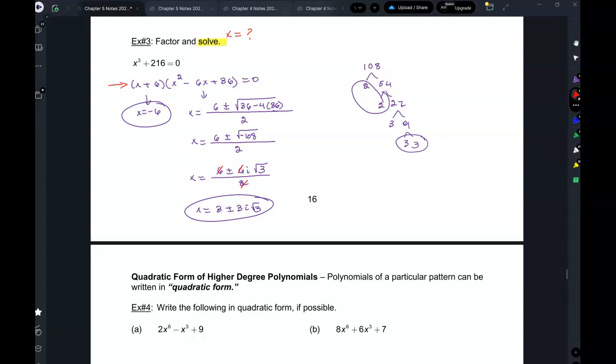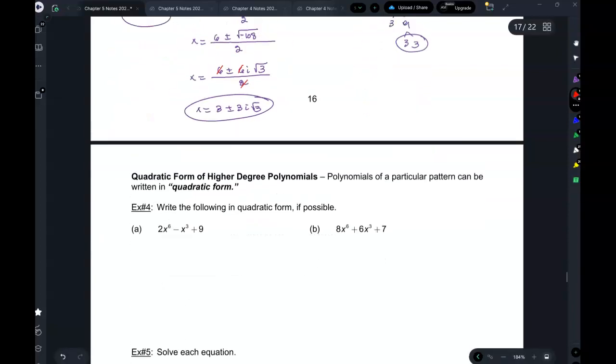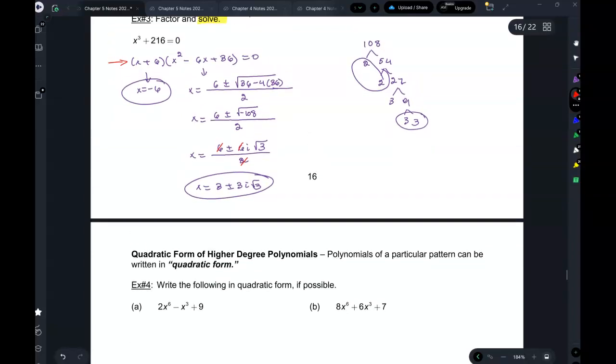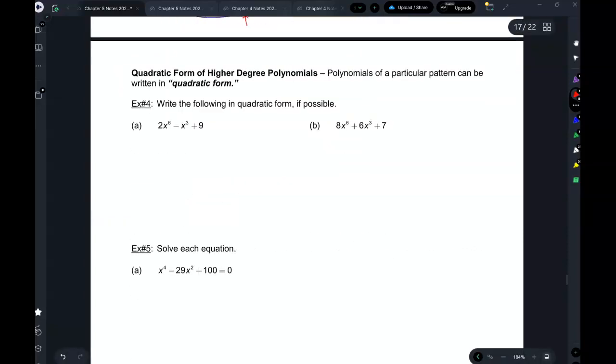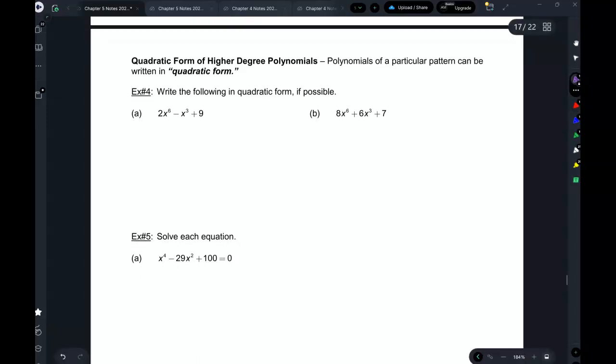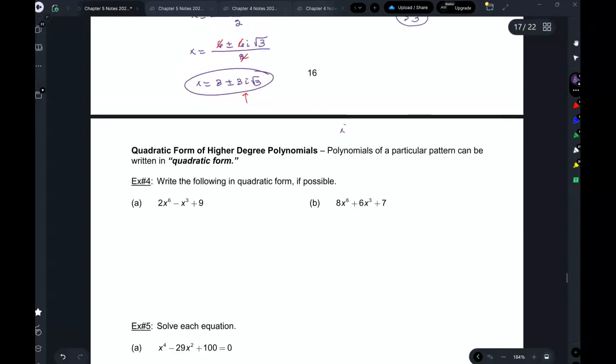Okay, so. Are there only 2 answers? There are 3 answers because negative 6 is 1, and this is 2 answers here. 3 plus 3i root 3, 3 minus 3i root 3. Okay, so quadratic form for higher degree polynomials. We know how to factor a quadratic trinomial, right? So for example, if I have x squared plus 5x plus 6, I know I can factor this like this.